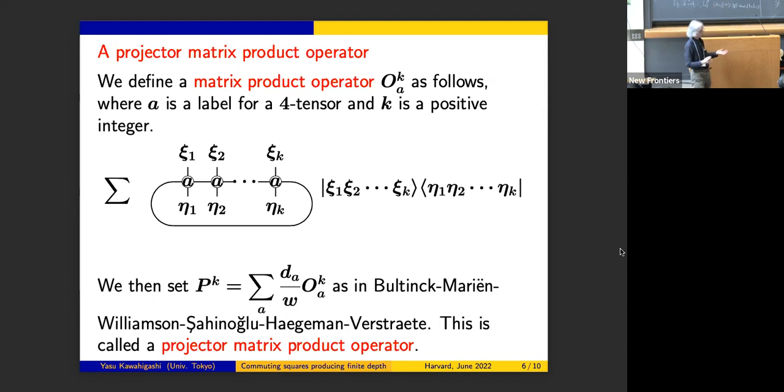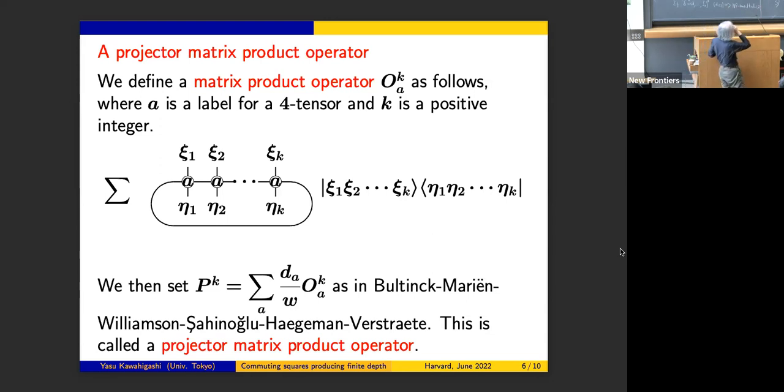So it's just like a trace. We have a product of these numbers, and we take a summation over this closed loop. So if we fix Xi1, Xi2, and so on, and eta 1, eta 2, and so on, then this picture represents a number, a complex number, given by the summation of some products. So this is the number.